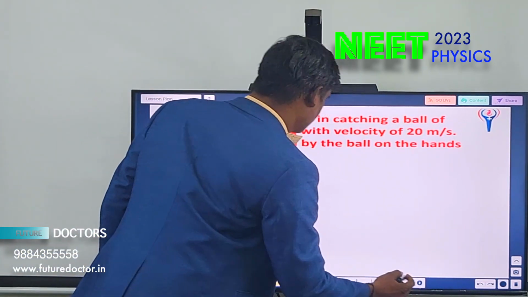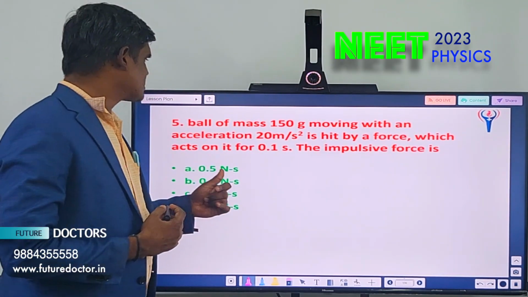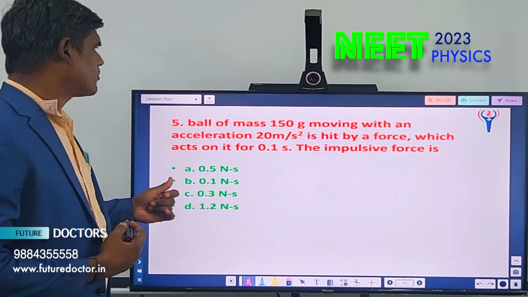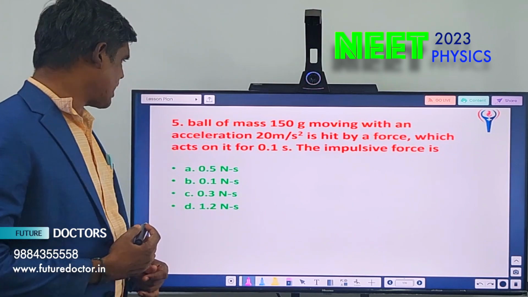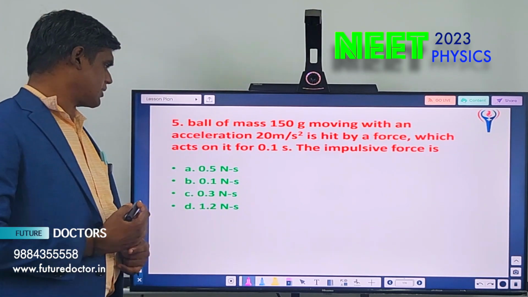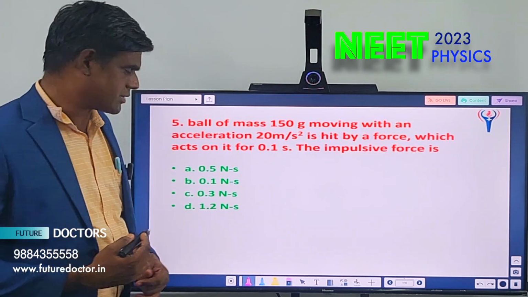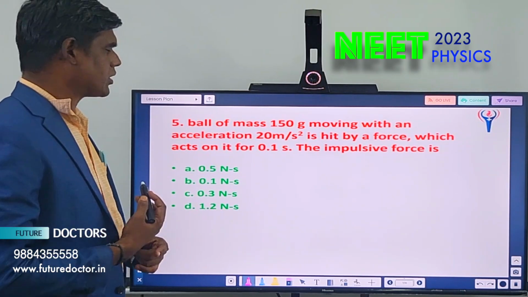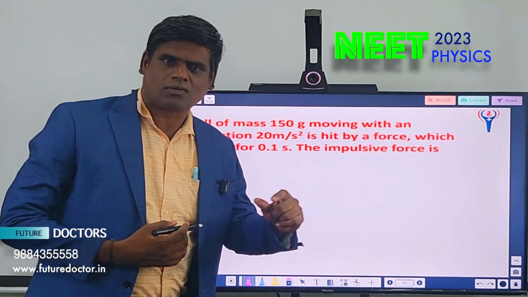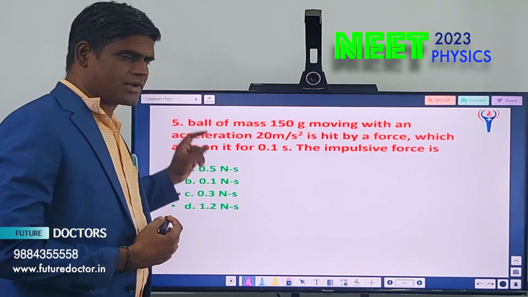Let's move to question number 5. Ball of mass 150 gram moving with an acceleration 20 meters per second square is hit by a force which acts on it for 0.1 second. The impulsive force is dash. Option A 0.5 Ns. B option 0.1 Ns. C option 0.3 Newton second. D option 1.2 Newton second. Here you should know the formula for impulsive force. By knowing the formula, you can solve this question.